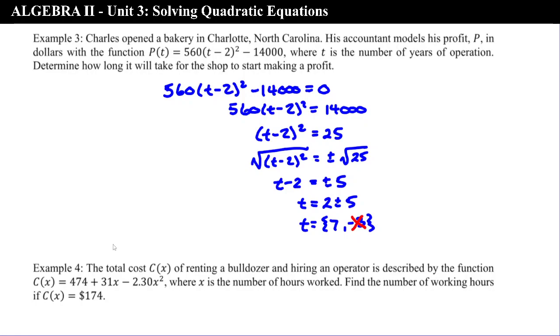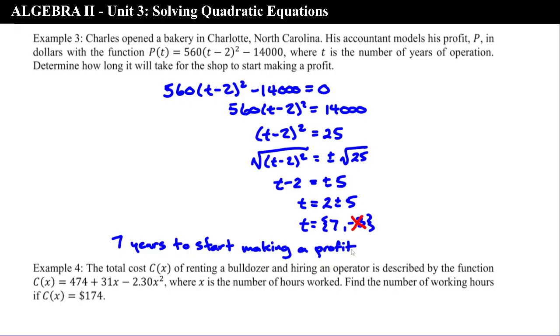So it will take 7 years to start making a profit. In other words, it's going to take 7 years to overcome the initial debt of starting up the business.